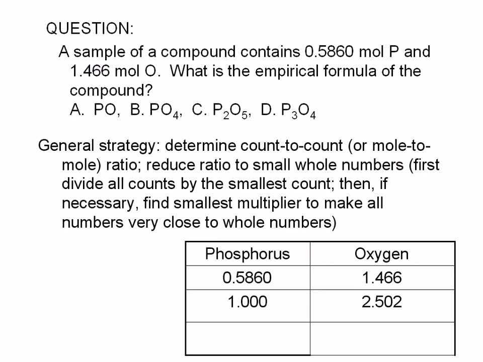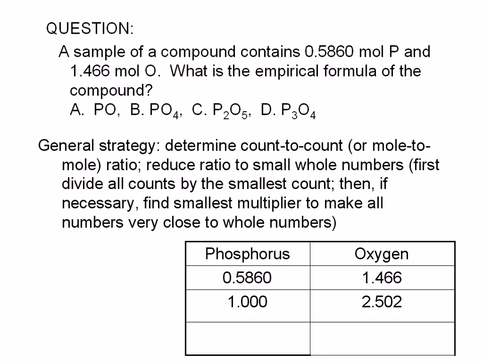Here's a table that shows how this strategy is implemented. From the question, we note that the compound contains 0.5860 moles of phosphorus and also contains 1.466 moles of oxygen. So the phosphorus to oxygen mole ratio is 0.5860 to 1.466. A good strategy for reducing this ratio to a whole number ratio is to first divide both numbers by the smaller number. In this case, 0.5860 is the smaller number.